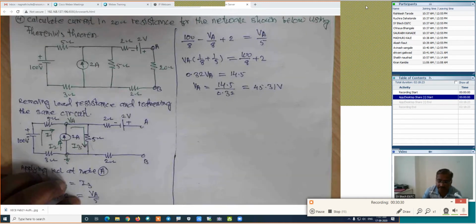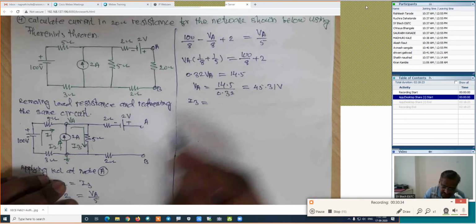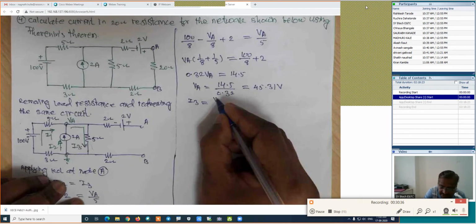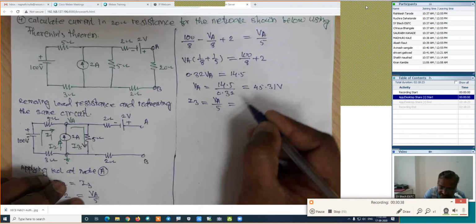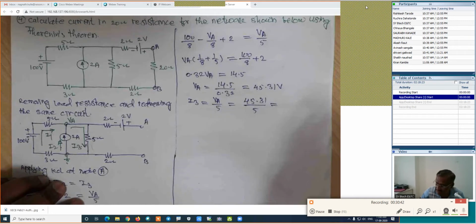If we know the voltage, then we can find out its current I3. This I3 is equal to, what is the equation? VA divided by 5, which is equal to 45.31 divided by 5. How much is the answer, I3? Anyone? You can unmute yourself.